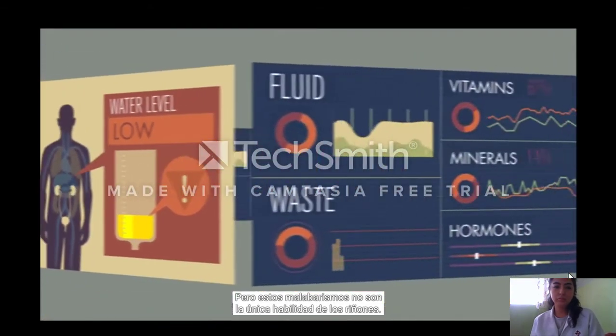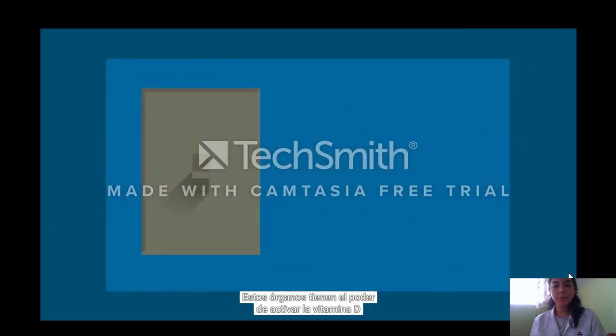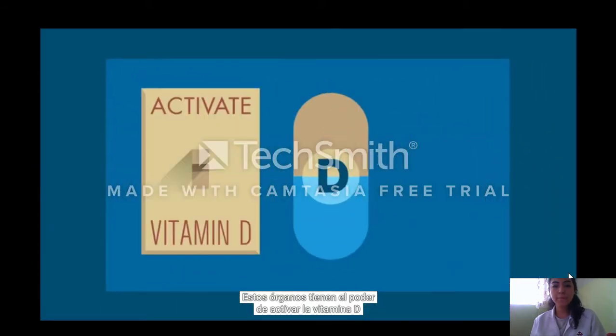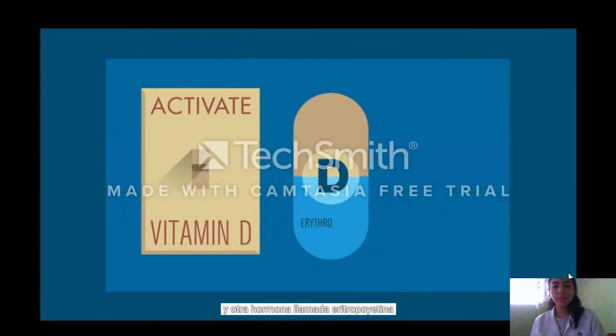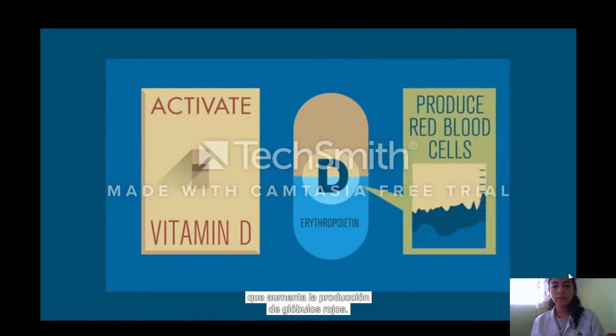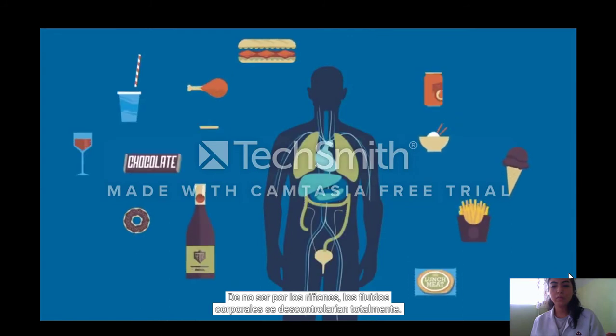But this fine balancing act isn't the kidney's only skill. These organs have the power to activate vitamin D, to secrete a hormone called renin that raises blood pressure, and another hormone called erythropoietin, which increases red blood cell production. Without the kidneys, our bodily fluids would spiral out of control.